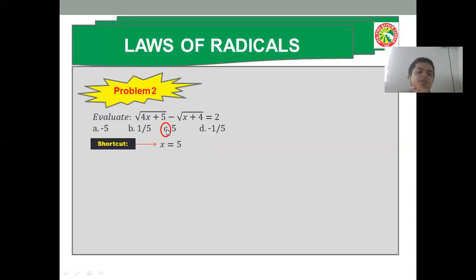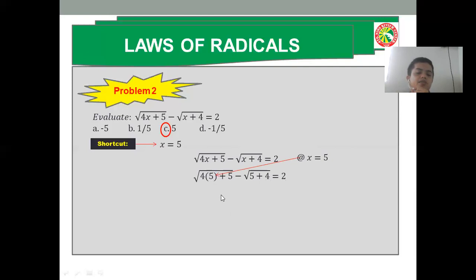So this value would be substituted to the x here, or to the given. So the square root of 4x plus 5 minus square root of x plus 4. At x equals 5, this will become 4 times 5 plus 5, likewise square root of 5 plus 4, which is equal to 2. So we will verify that upon substituting x to the expression, if this is equal to 2, then that is the answer.